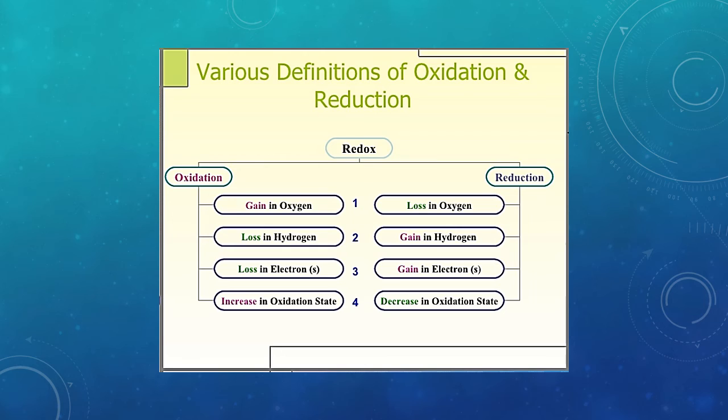Various definitions of oxidation and reduction reactions are, that is gain in oxygen, loss in hydrogen, loss in electron, increase in oxidation state. For reduction, loss in oxygen, gain in hydrogen, gain in electrons, decrease in oxidation state. So, if you remember what an oxidation reaction is, you can recall your reduction reaction.